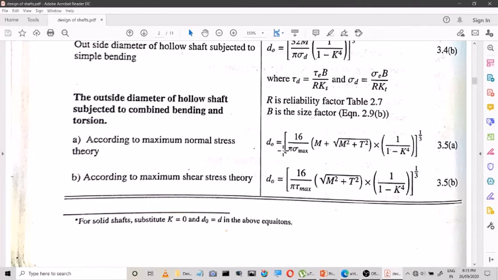Now d naught equals 16 divided by pi sigma max, that is the allowable stress or design stress, times M plus root of M square plus T square. If it is a hollow shaft, you substitute the value. If you want to design for a solid shaft, substitute k equal to 0 and d naught equal to d in the above equation. If you substitute k equal to 0, you will get the diameter of the solid shaft. This is based on the simple theories.